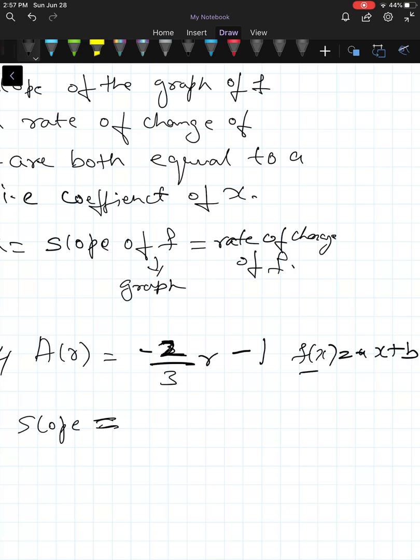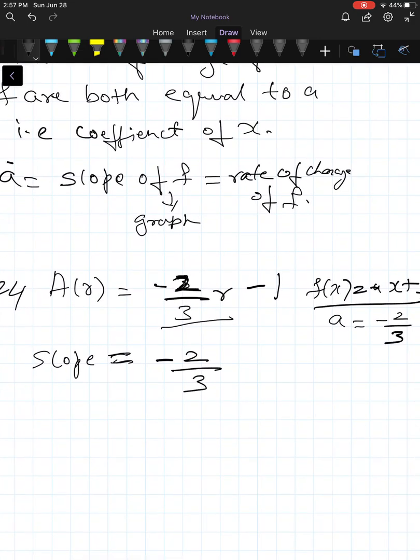So what is the coefficient of x in this case, and what is the coefficient of r in this case? So r, that would be our a. So a is equal to negative 2 over 3. So that is the slope of the graph of capital A, correct? So that is negative 2 over 3.